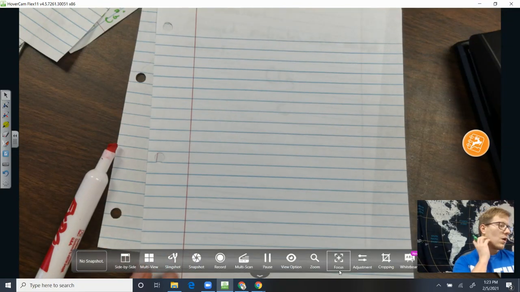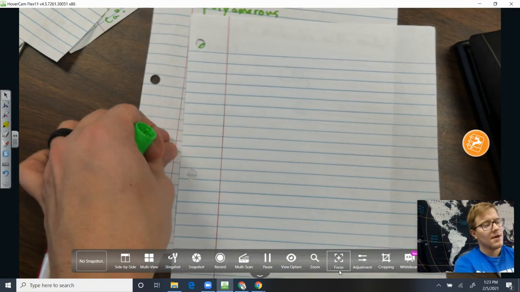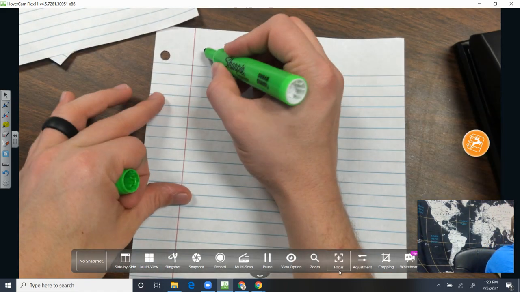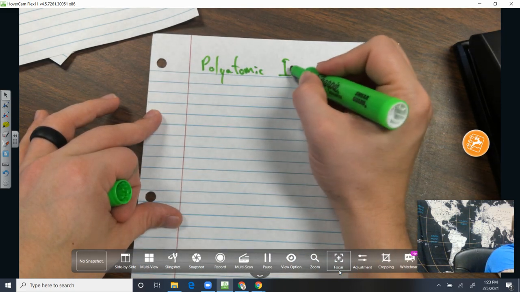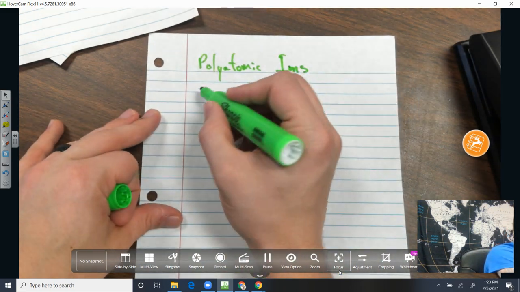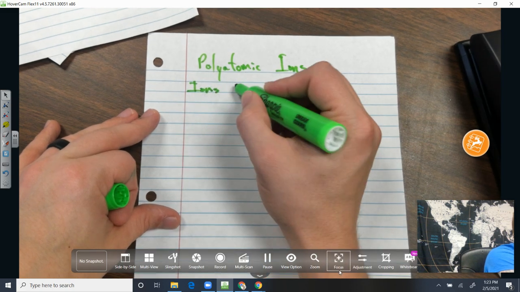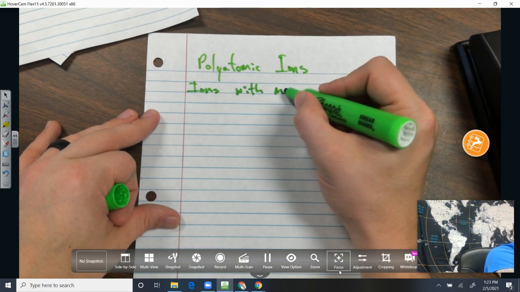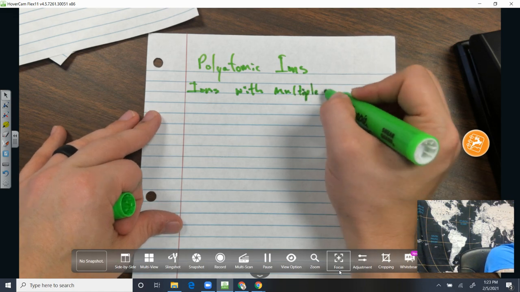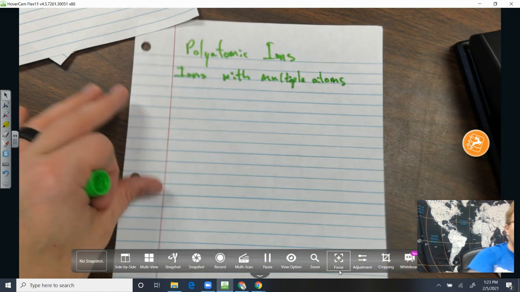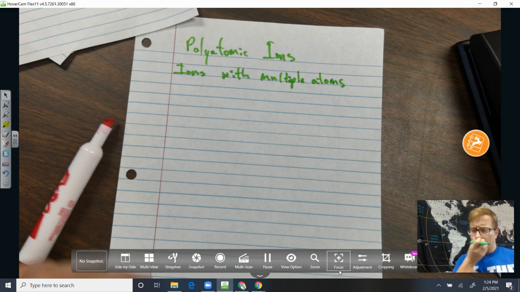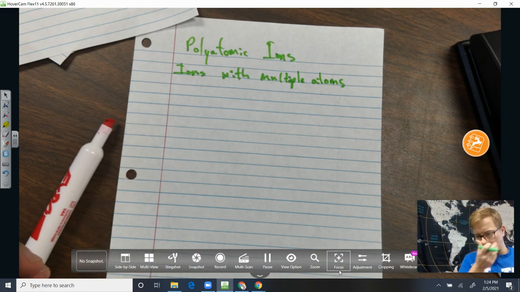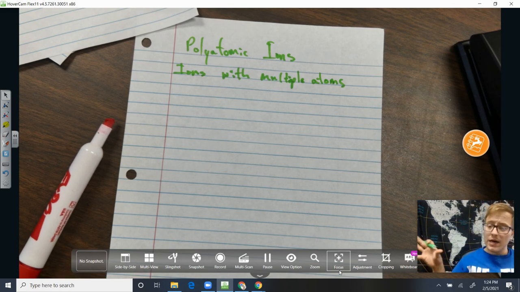Okay, so we're on polyatomic ions. Polyatomic ions are ions with multiple atoms. Now, the reason why these multiple atoms form structures that are ions comes from the fact that they're covalently bonded. When you have a covalent bond, we'll talk about it later, we're going to be sharing electrons.